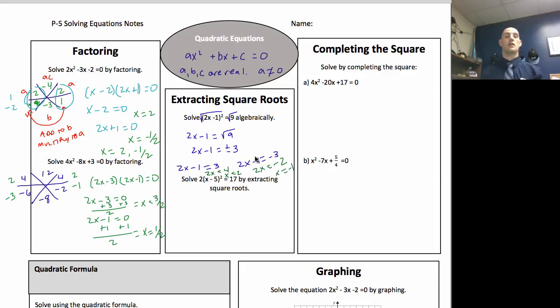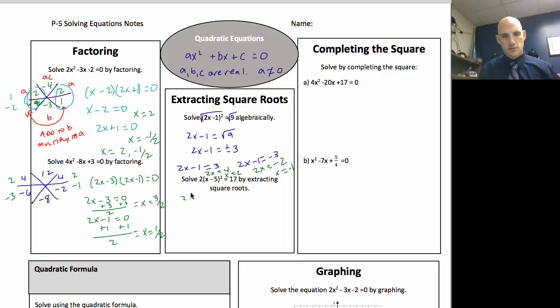All right, so again, you try the next one, and as you do it, know that I'm going to come back. So pause it, try it, come back, and then I'm going to show you how to do it. All right, so this one says, solve by extracting square roots. I told you it could give you the directions either way.